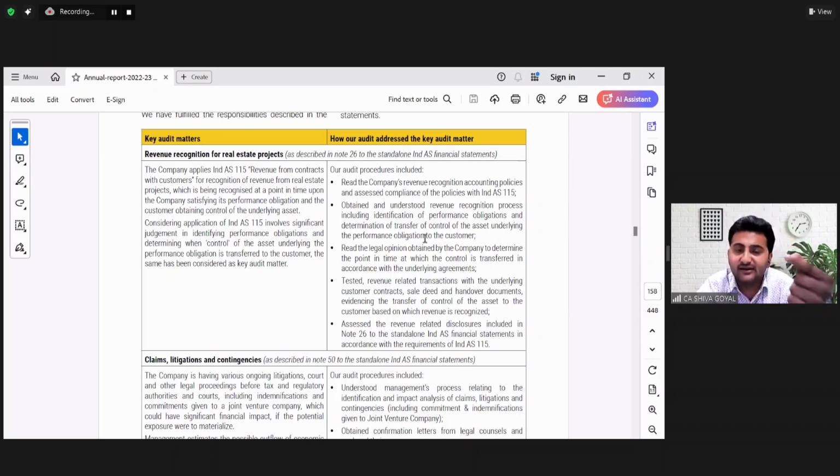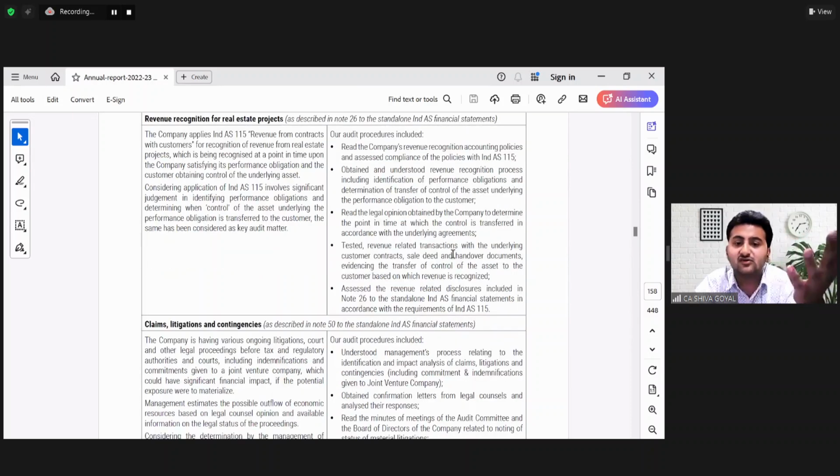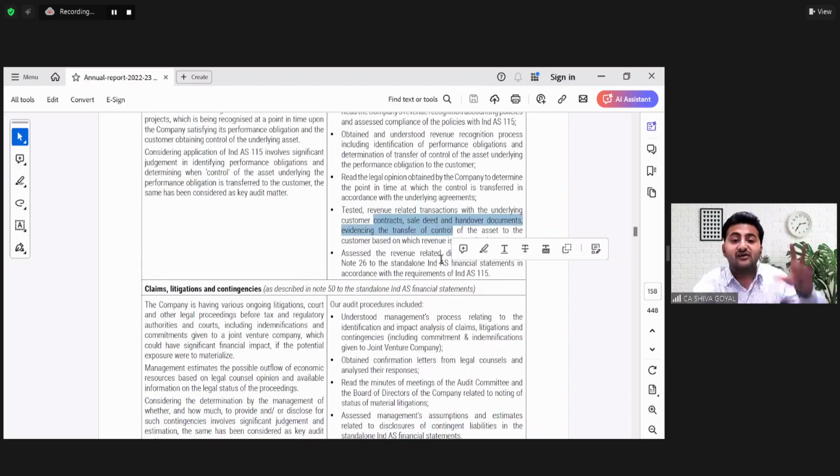We have obtained and understood the revenue recognition process. We have obtained the legal opinion also. We have test checked certain underlying consumer contracts also. What audit procedures we have performed, we have to document that. We have to write it also in the auditor's report. As per SA 230 also it mandates. And 701 talks about this.